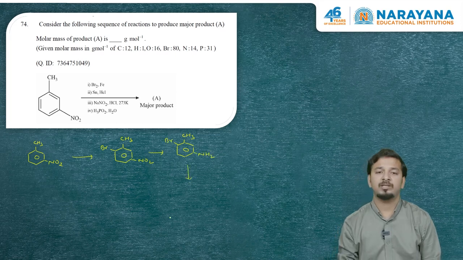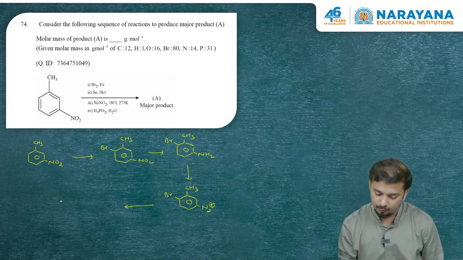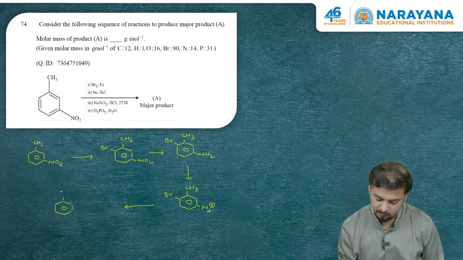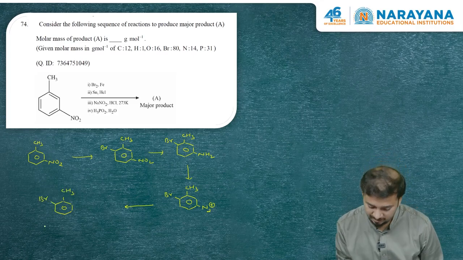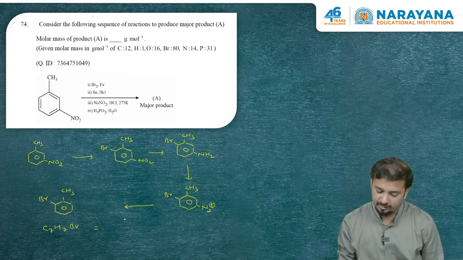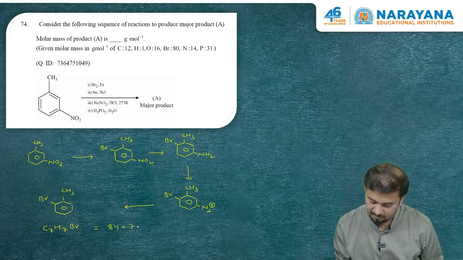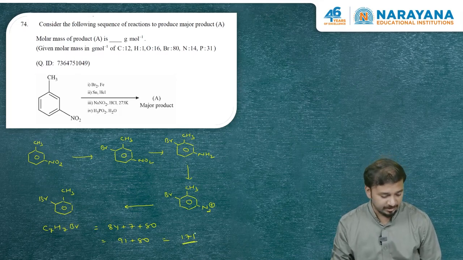After this, NaNO2/HCl at 273 Kelvin is used for diazotization, and there will be formation of the diazonium ion. So CH3, Br and N2+ will be formed, and then it is treated with H3PO2. When it is treated with H3PO2, it will be converted to this molecule with CH3 and Br. So the question is, what is the molar mass of this compound? We have C7, H will be 1, 2, 3, 4 plus 3, that is 7, and Br. So the molar mass will be 12 × 7 = 84, plus 7, plus bromine which is 80. So 84 plus 7 is 91, plus 80 is 171. So 171 will be the correct answer for this question.